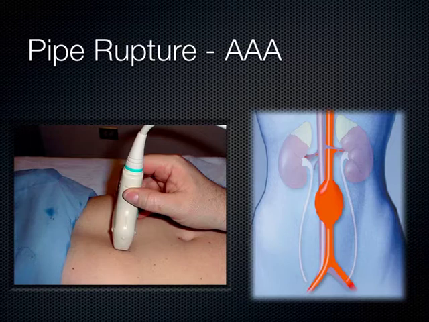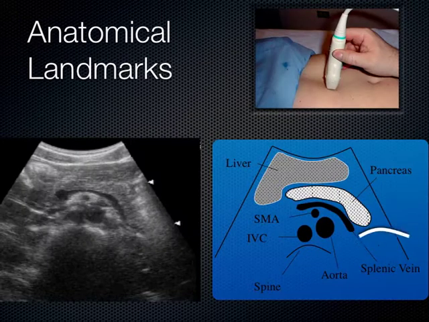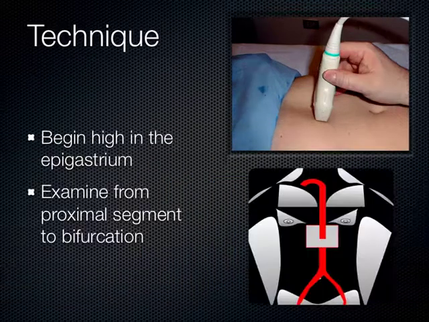And the transverse view picks up both saccular and fusiform aneurysms. And what you're looking for, the aorta, it's just left of the spine shadow. So we can see it right here. This is the spine shadow. Here's the aorta just to the left of the spine shadow. That's our IVC. The other vasculature is interesting to talk about, but for the purpose of this talk, we're really just looking for that aorta there, left of the spine shadow.